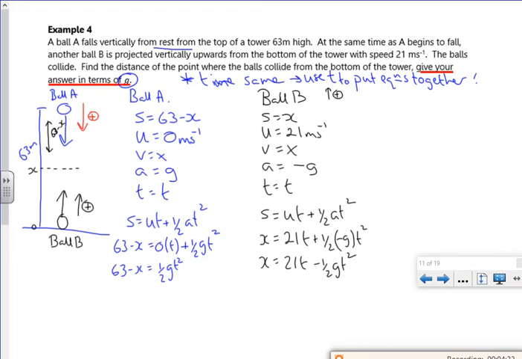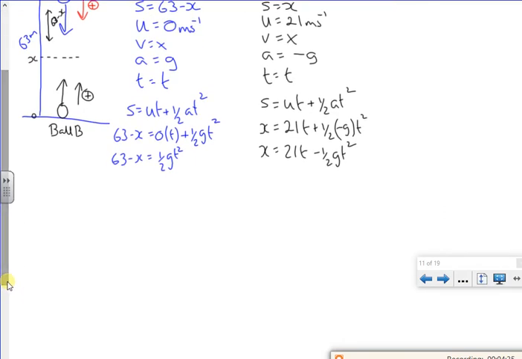Now then, how can I do it? I've got different ways of doing this. I'm going to be a bit sneaky. It looks like you should put them equal to x, and then that'll find the time. But I'm going to be really sneaky. I've got 63 minus x is a half gt squared, and I'm just going to swap these over. So a half gt squared is 21t. Oof, now hang on. I can't do that, because if I put them together, I'd get rid of the half gt squared, but I've still got t and I've still got x. Oh, that's a shocker. I'm going to have to rearrange them for x. My first plan hasn't worked because I'd still have the t in there.